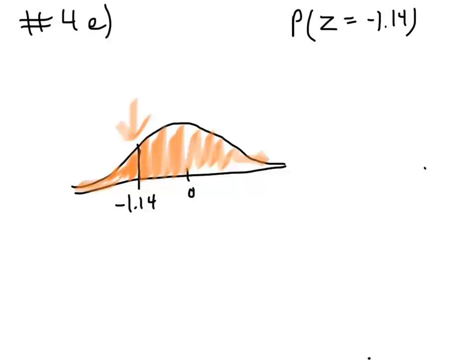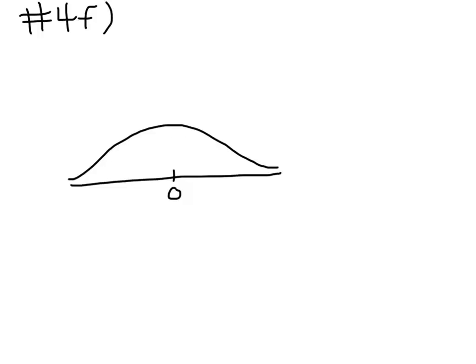Now, you might round from, let's say, negative 1.135 to negative 1.145, and that would be a range. That would have a little bit on this side, a little bit on this side, and we could find this area because it would have both height and distance.